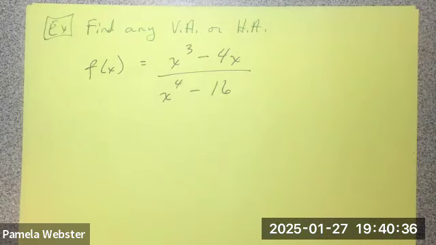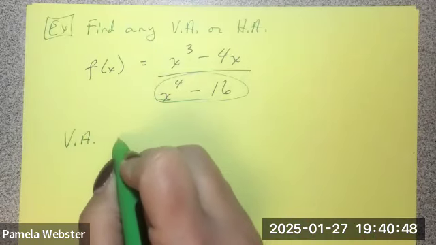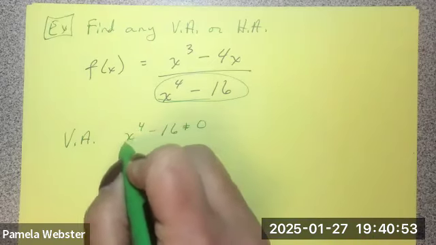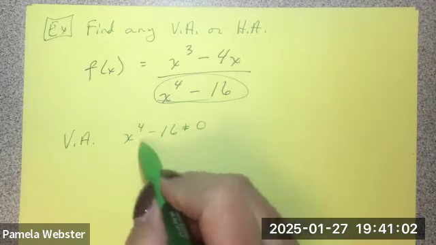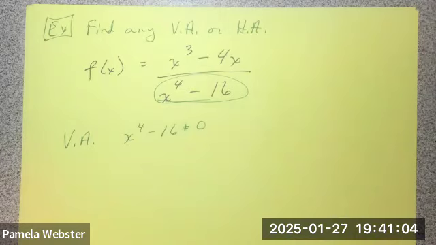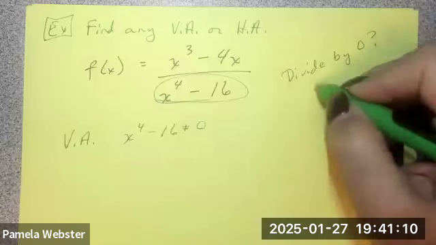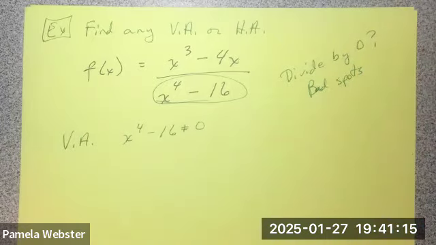All right, so let's kick off the vertical asymptotes first, shall we? Remembering that vertical asymptotes are bad spots in your domain. So we're going to say x to the fourth minus 16 cannot equal 0. Here I'm dividing, so I can't divide by 0. That's my bad spot. So I've got to watch out for those, find them, and make sure we don't use them.